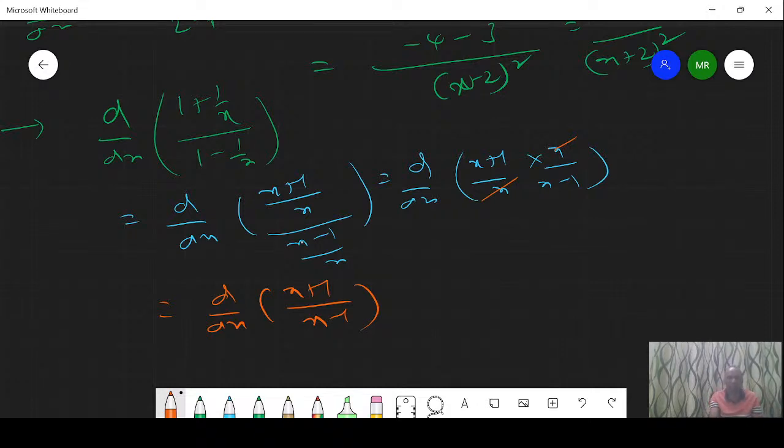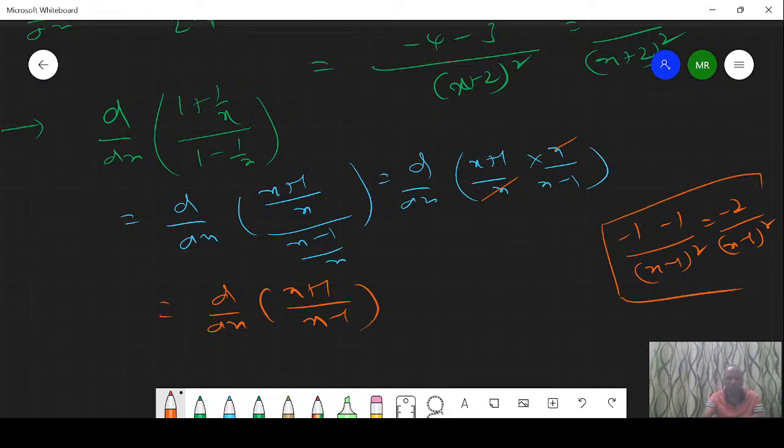So like previous method, I can verify your answer. In the previous method, 1 into (x minus 1) minus (x plus 1), by (x minus 1) whole square, it will be minus 2 by (x minus 1) whole square. If we do in the previous method, this is the answer. But if we do quotient rule, here we should use quotient rule.